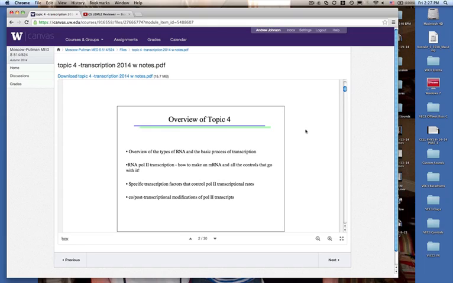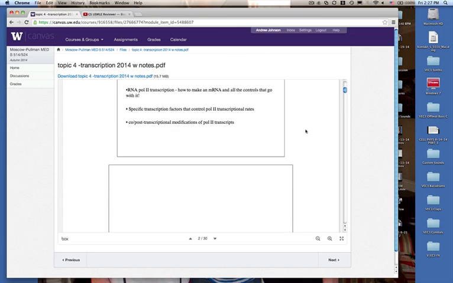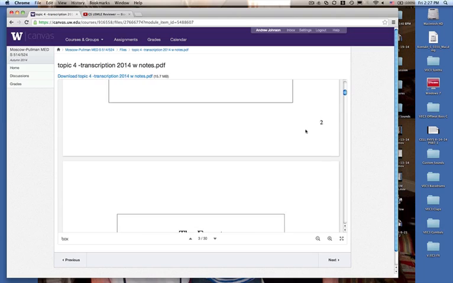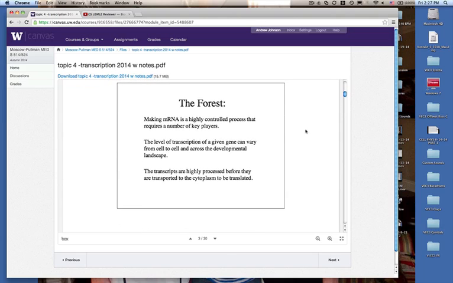This stuff is only occurring to our mRNAs, right? So ribosomal RNAs, tRNAs, they don't get all this modification. Right, here's the forest. mRNAs, highly controlled. There's lots of players. The levels can absolutely vary from cell to cell and across development. That's really important for us to keep in mind. And then that they are highly processed.